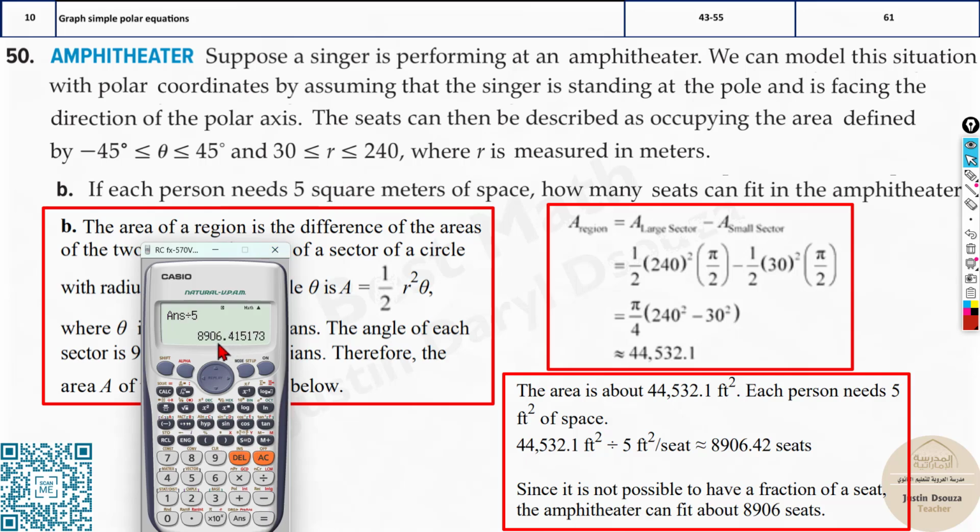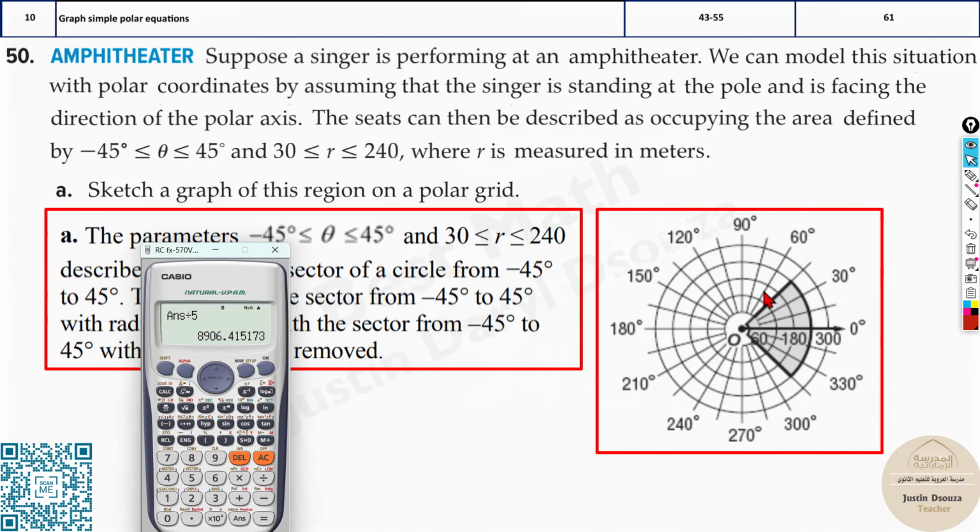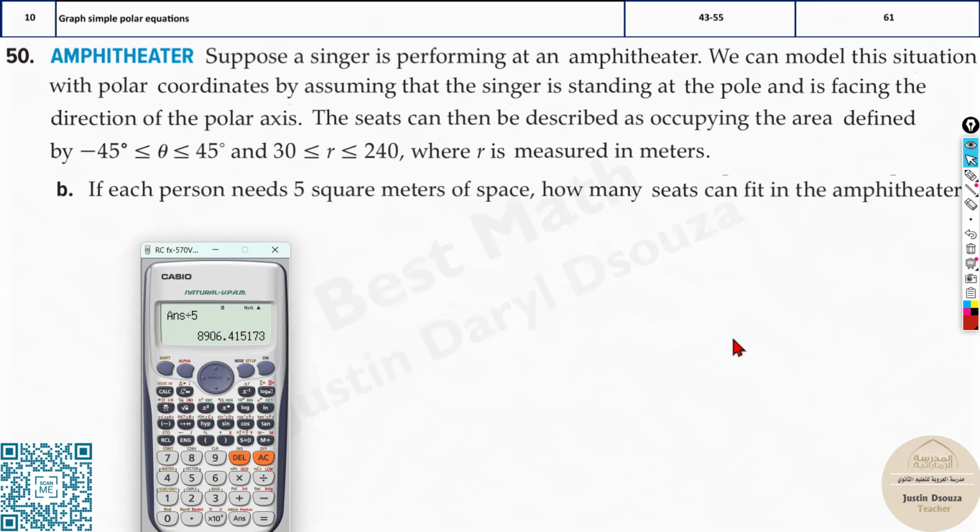So the final answer would be 8,906.42. That's basically 8,906 seats can be fitted in this particular amphitheater. So that's how we solve this problem.